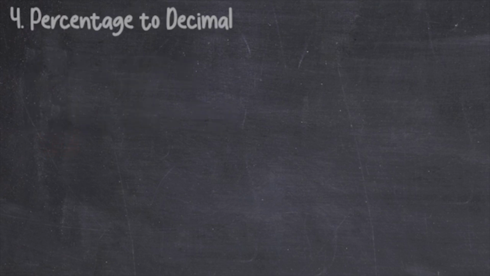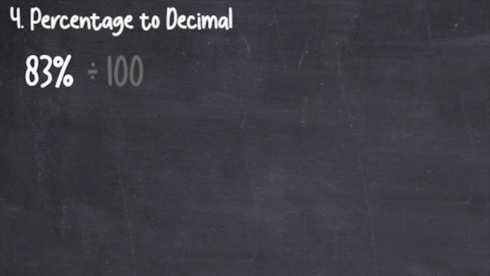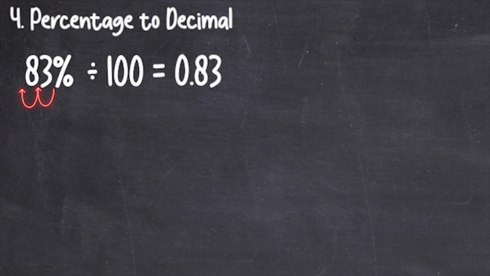To convert a percentage to a decimal, we divide the percentage by 100 instead. Let's see a couple of examples. Consider the percentage 83%. To divide 83 by 100, move the decimal point 2 places to the left. This gives us the decimal form of 83% as 0.83.